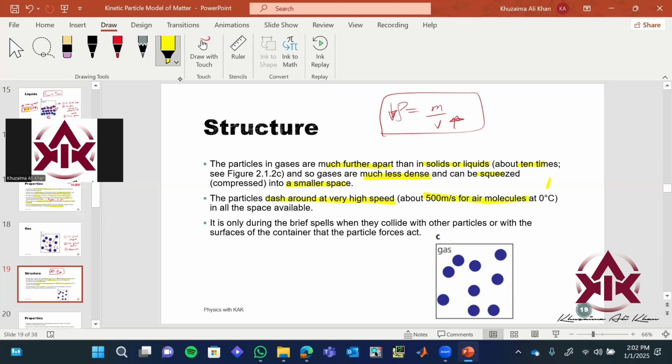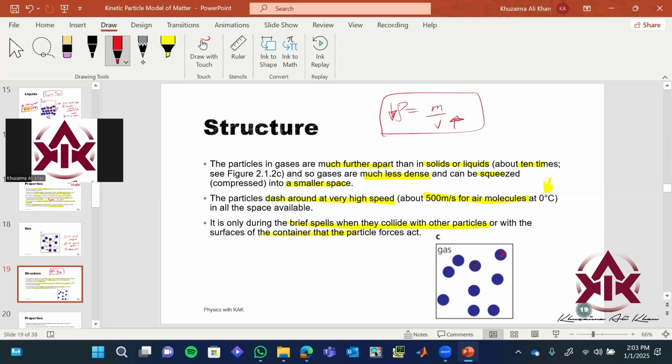At 0 degrees Celsius, it is only during brief spells that particles collide with each other and with the surface of the container. They have enough space, so let's say this is particle one and this is particle two. It's pretty rare for particle one and two to collide with each other.